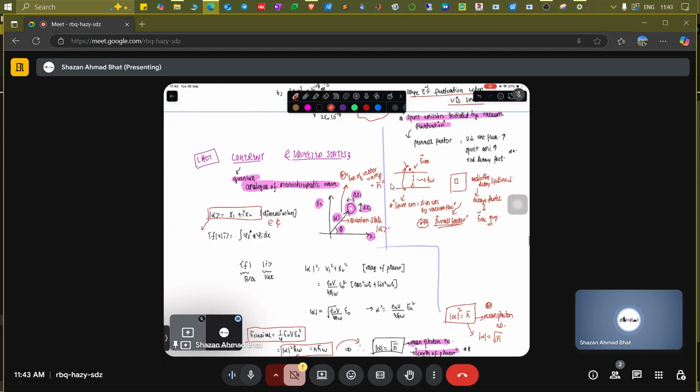Then we talked about coherent and squeezed states. We talked about coherent states. These are the states which are similar to, I should say, a classical coherent laser. So if you have a laser source, let's say this is a laser source, it's emitting a beam of laser. So this light is classical. Okay, so it's a classical but coherent source.